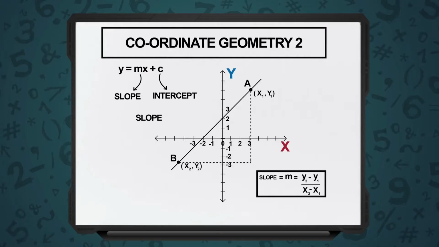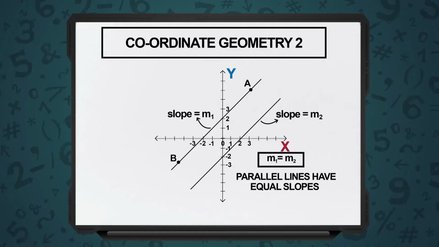Now let's understand the concept of slope. Slope is basically trying to tell us how that line is inclined. The formula for slope is given by m is equal to y2 minus y1 upon x2 minus x1, where x1, y1 was the coordinate of A, x2, y2 was the coordinate of B. That is how you get the slope.